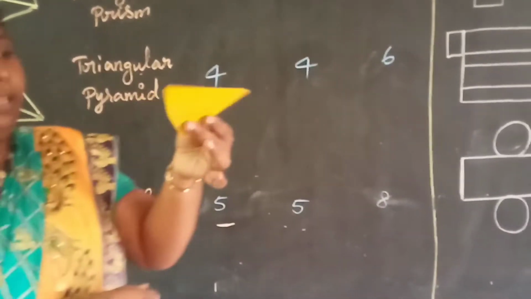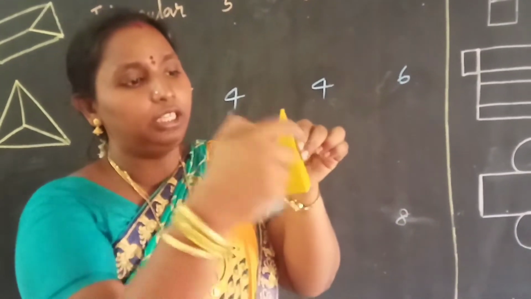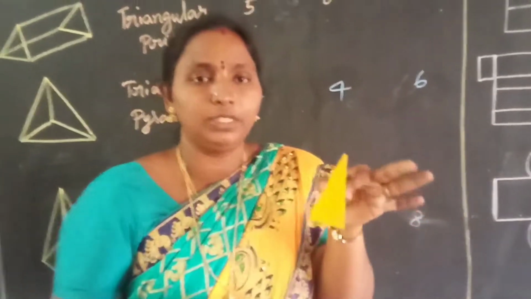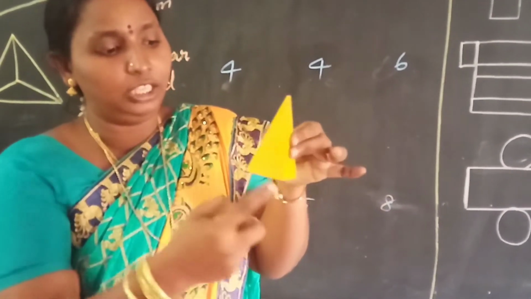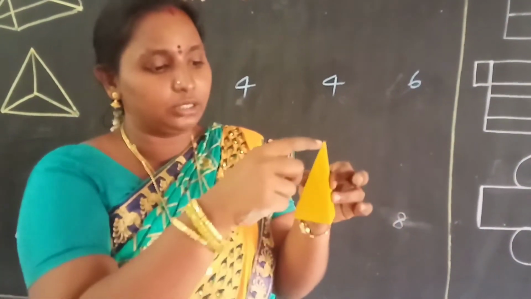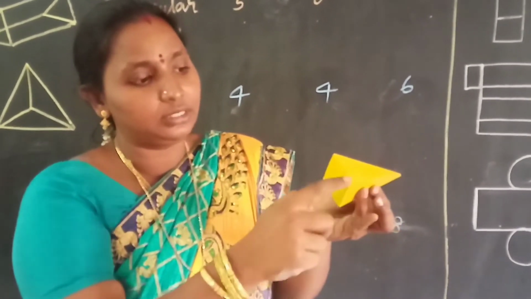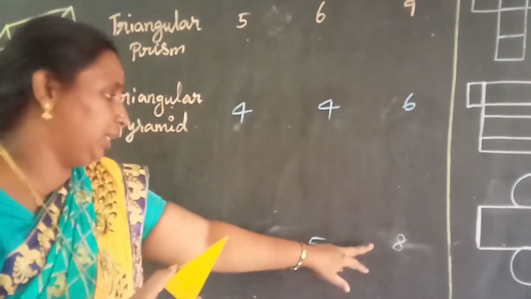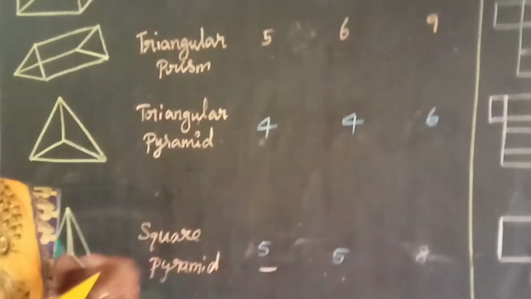So this is the square pyramid, you know. Count the number of faces now. 1, 2, 3, 4 and then the bottom is 5. So the number of faces for a square pyramid is 5, and the vertices: 1, 2, 3, 4, 5. So vertices also 5, and then edges: 1, 2, 3, 4, 5, 6, 7, 8. So the number of edges for a square pyramid is 8. Okay. So do you understand this? Shall we move on to the next one?